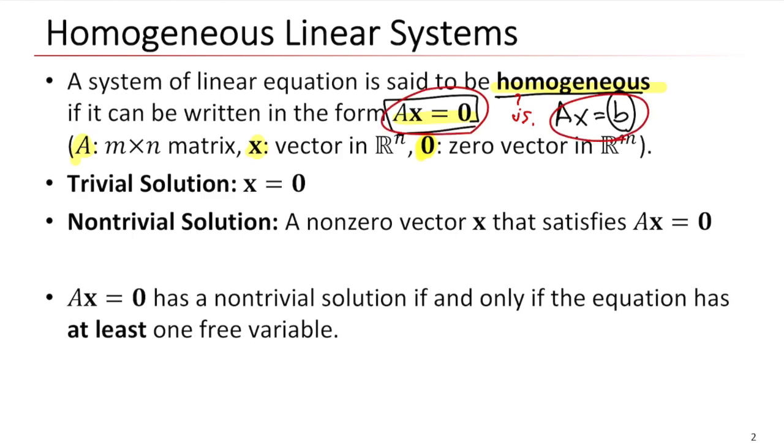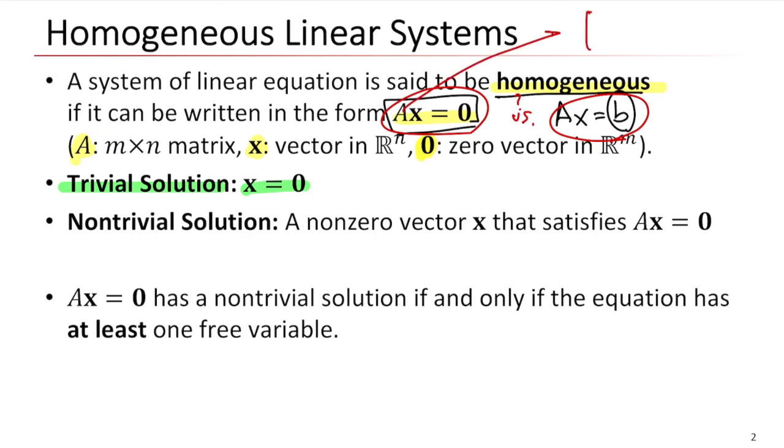Anyway, in the homogeneous system, there is at least one solution. It means the trivial solution. The trivial solution is x equals 0. What does that mean? Okay.